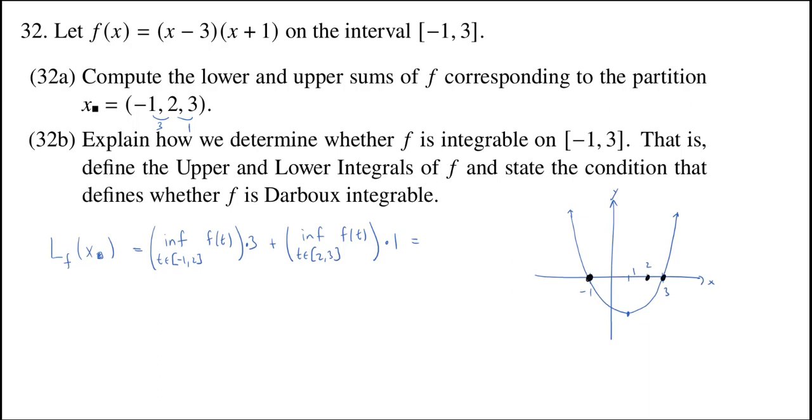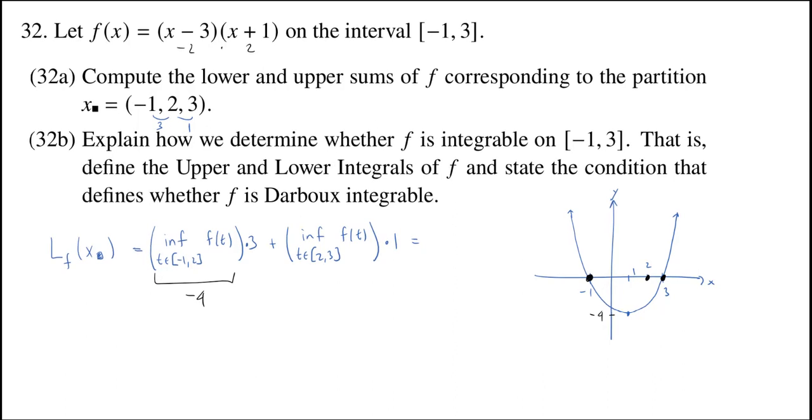All right, so let's check it out. On the interval from -1 to 2, the infimum of f of t is actually going to be the min value in this case. And in this case, I guess we do need to know. So let's see, when I make x equal to 1, the first part becomes 1 minus 3, which is -2. The second part becomes 1 plus 1, which is +2. Multiply those, I get -4. Okay, so the infimum on the interval -1 to 2 is -4.